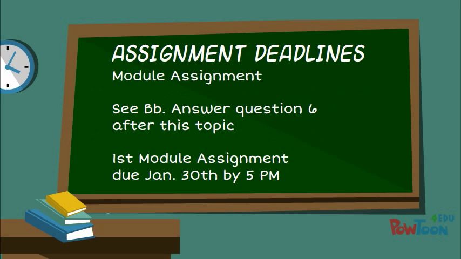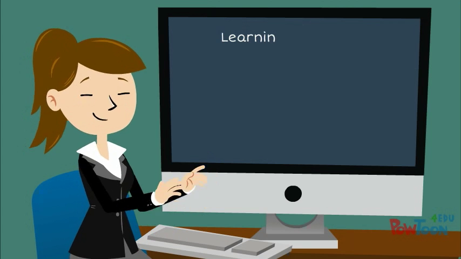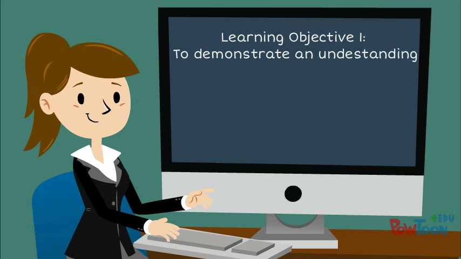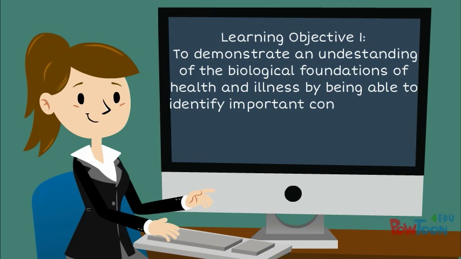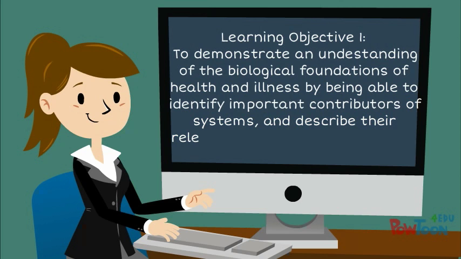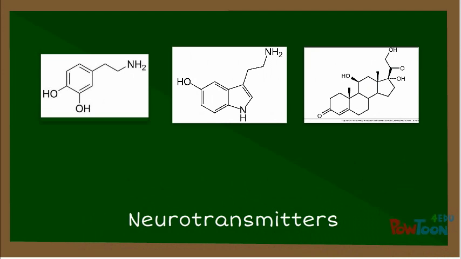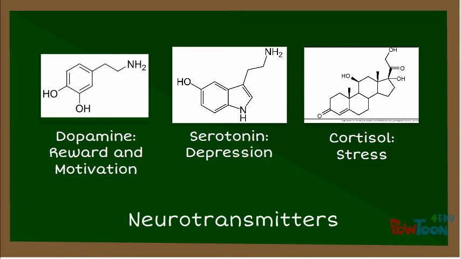As I mentioned, the biological systems are critical in explaining part of the mechanism behind how our bodies influence our social and psychological functioning. Understanding these is your first learning objective: to demonstrate an understanding of the biological foundations of health and illness by being able to identify important contributors of the following systems and describe their relevance to health and wellness. For example, neurotransmitters like dopamine, serotonin, and cortisol are often measured in participants' blood in research in health psychology to help explain such psychological constructs as reward and motivation, depression, and stress.